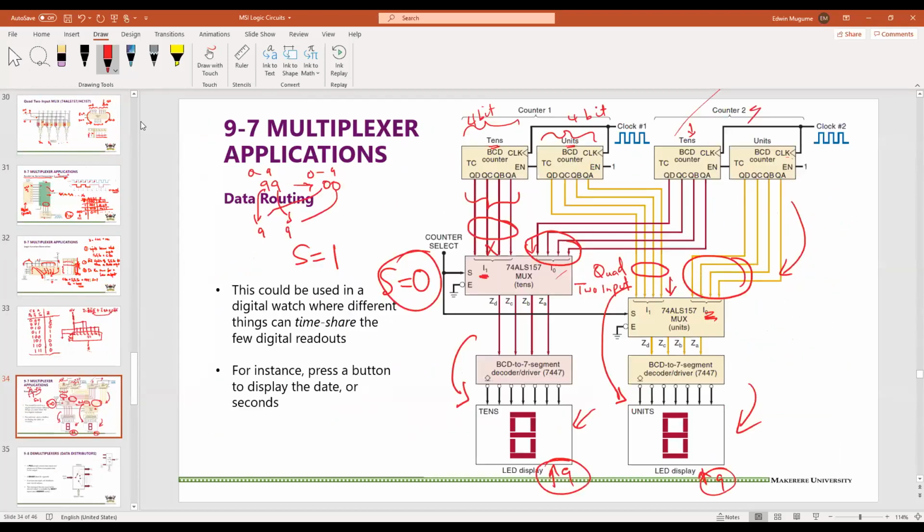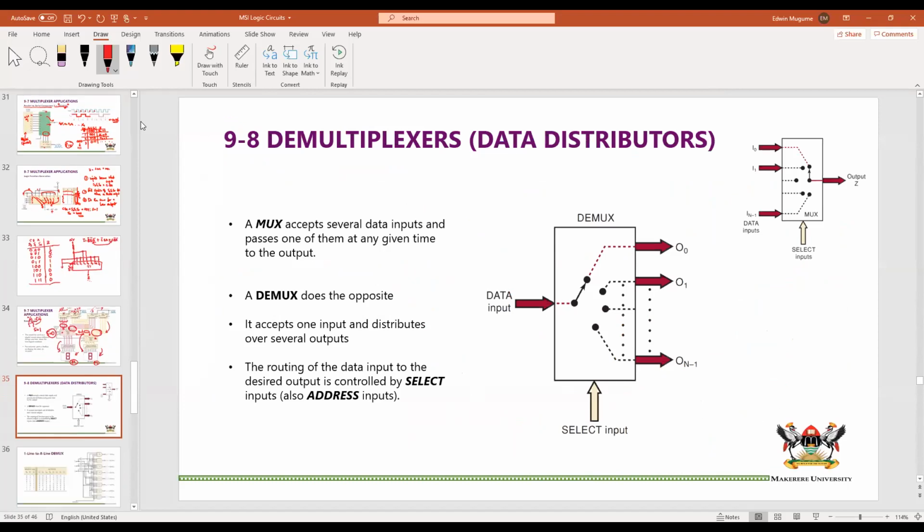Now today we want to look at the demultiplexer. Clearly, if we demultiplex, we are doing the opposite operation. For a multiplexer, we have many inputs and get 1 output. For a demultiplexer, we do the opposite: we have just 1 input, and we pass that to several outputs. Once again, we use select inputs to choose which output to pass the signal to.